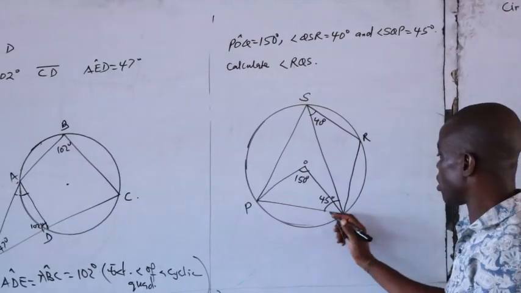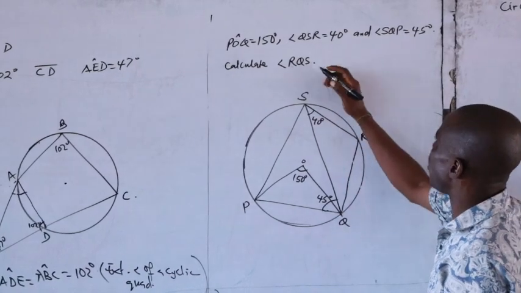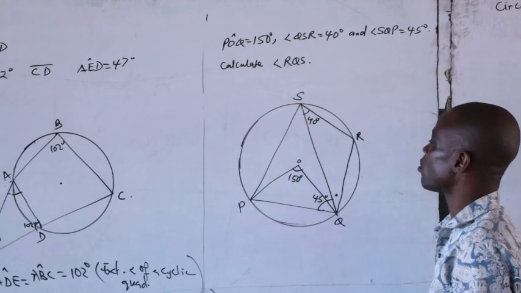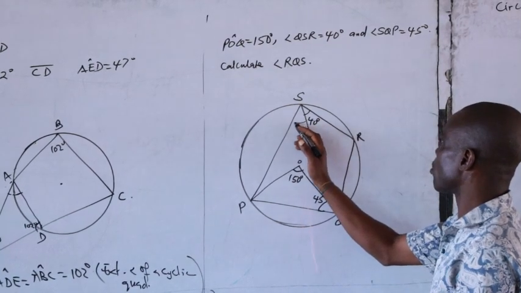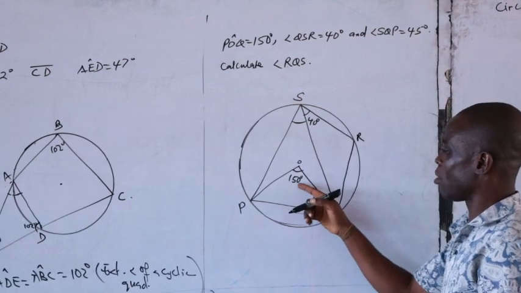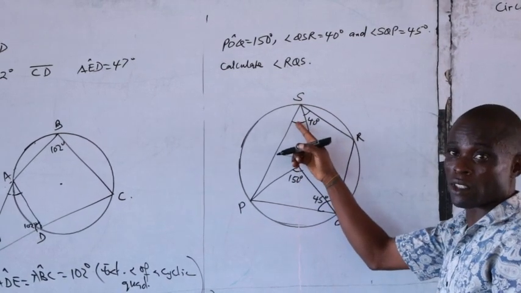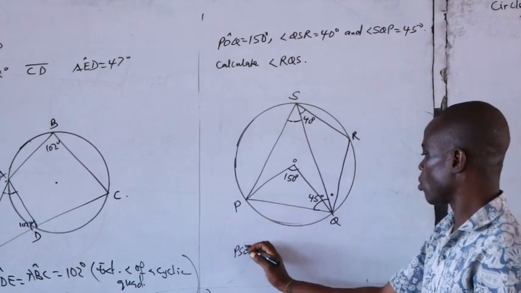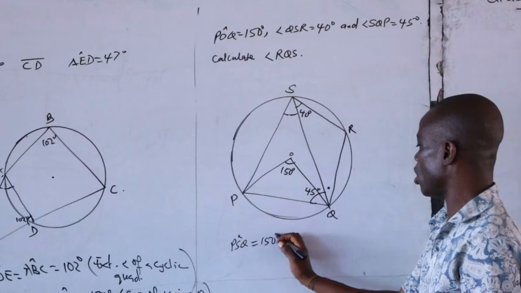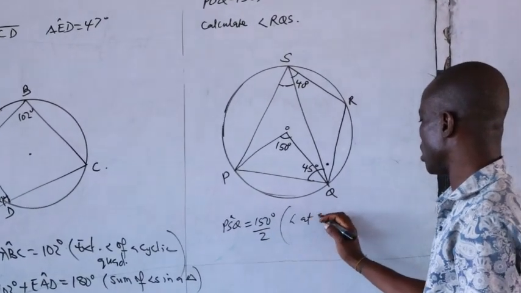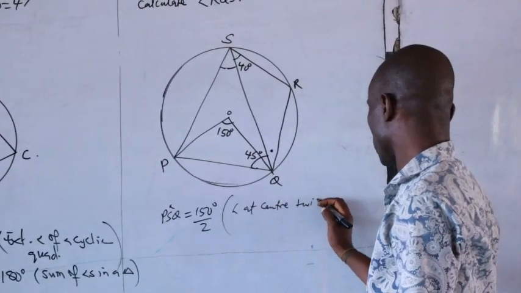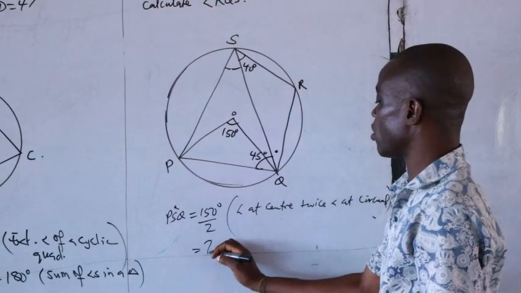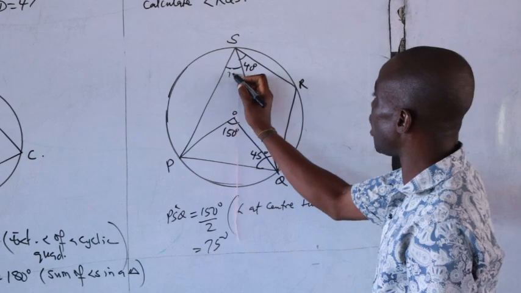So what I will now do is this. We are looking for RQS. This is the angle we are looking for. I can get this angle. This is angle at center, while this one is angle at circumference. So to get this PSQ is equals to 150 degrees all over 2. Reason: angle at center twice angle at circumference. So we have this as 75 degrees. So this angle is 75.